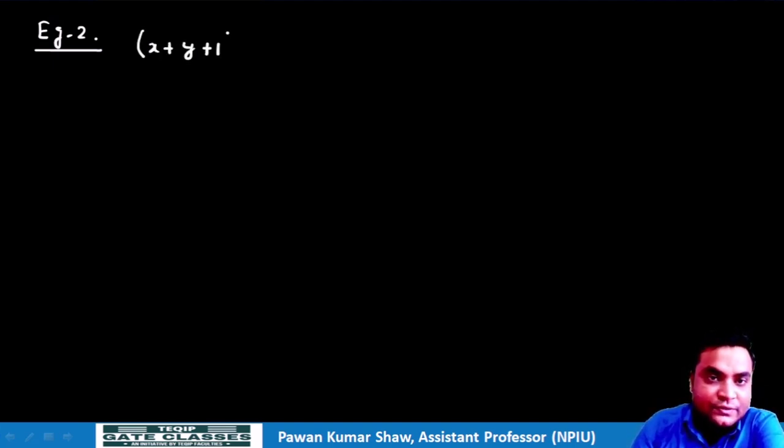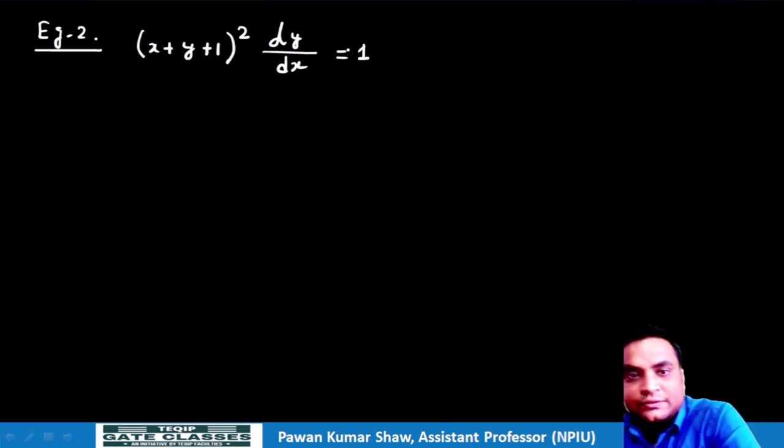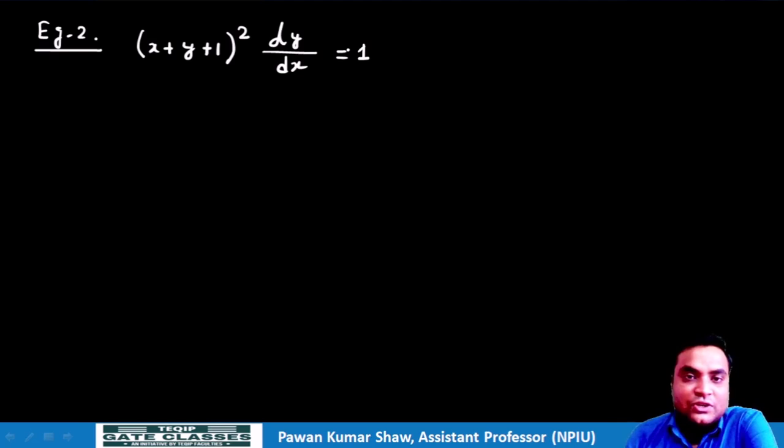Okay, again I am taking another example. Suppose example number 2. Suppose the problem is given like (x plus y plus 1) whole square dy by dx equal to 1. What is this problem? This problem is a first order and first degree differential equation. Here if you notice, we can write dy by dx equal to 1 by (x plus y plus 1) whole square.